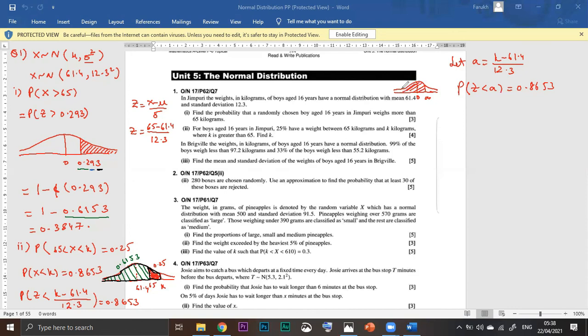Suppose that your assumption is a is negative, then this one is 0. On the left hand side of 0, the area is 0.5. On the right hand side of 0, the area is 0.5. So if a is negative, can the area on the left hand side of a be 0.8653, Mila?